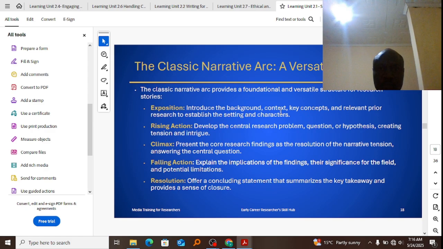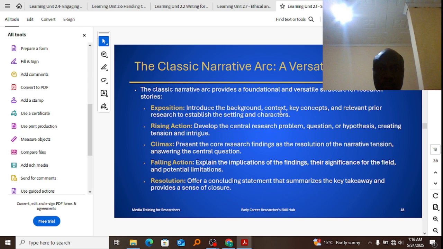arc, a versatile framework. The classic narrative arc provides a foundational and versatile structure for research stories. Exposition: introduce the background context, key concepts, and relevant prior research to establish the setting and characters. Very important. You must set the pace.